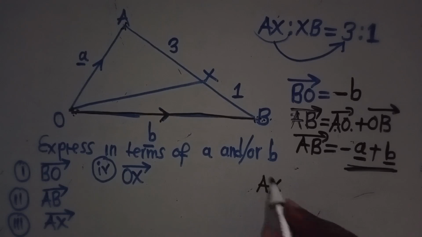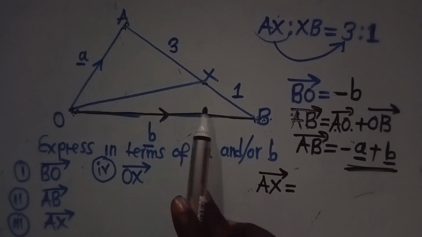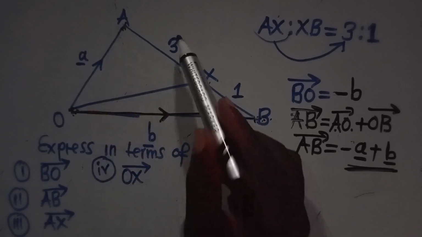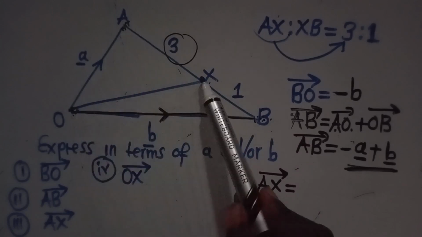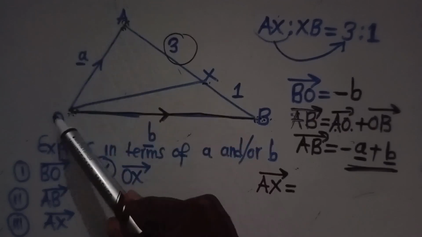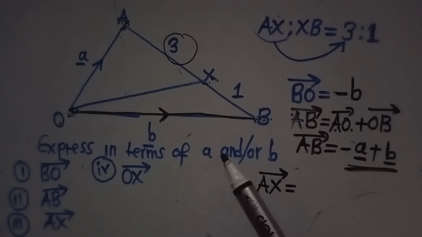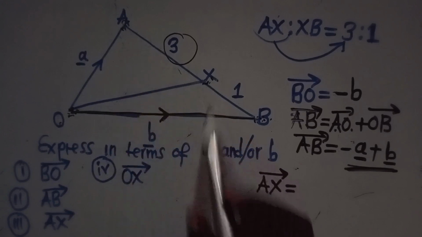You are told to find AX. How can you find AX? What you need to know is that the AX you are told to find is along the line AB. So you can't move AOX, because you don't have OX. You can't move that way because you are going to have two unknown values. You don't know this one, and even this one you don't know.